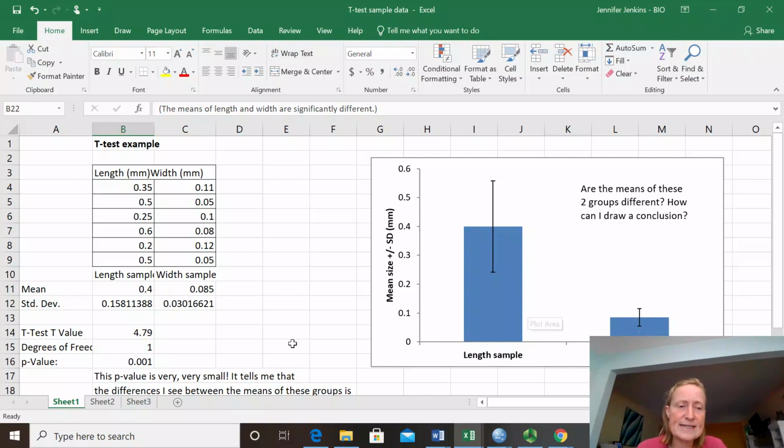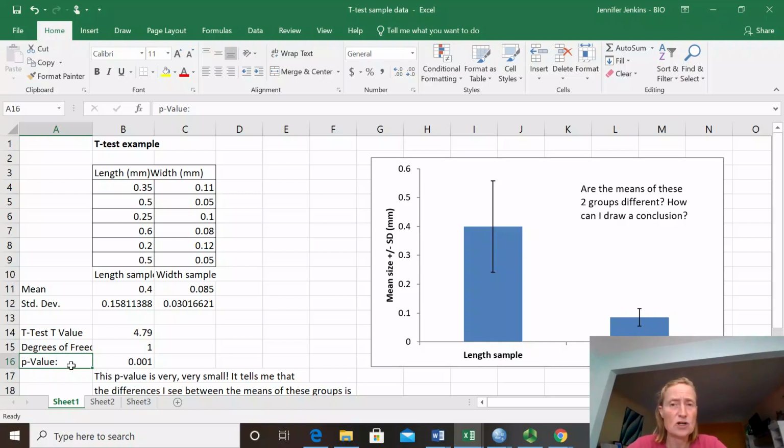And so what the t-test does, if I ran the t-test for these data, I had to put in all of my data for length and all of my data for width. And what it does is it pops out a t-value of, in this case, 4.79. You also need to know what's called the degrees of freedom, and you will find out the p-value once you've got a t-value.